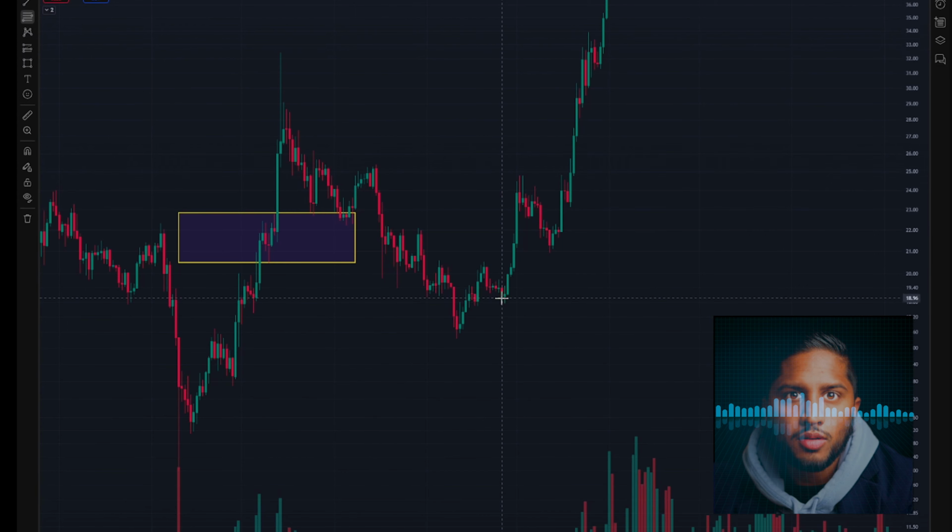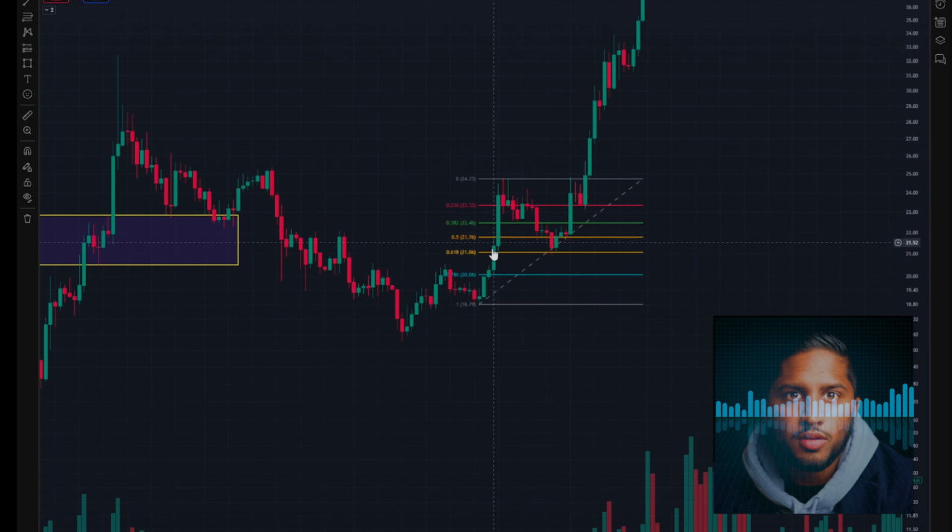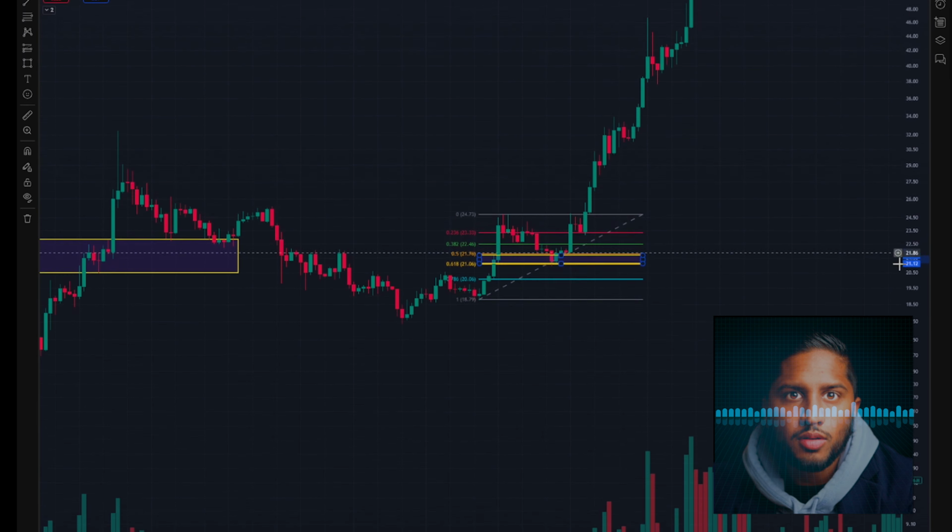Let's say you just caught it right here on this pullback and it started coming down like this, but you don't know where to enter. You go ahead and draw it right there. Here's the top wick, here's the bottom wick. Let's zoom in. Look at that. Perfect entry. Comes into this golden zone and makes this reversal that is absolutely beautiful.